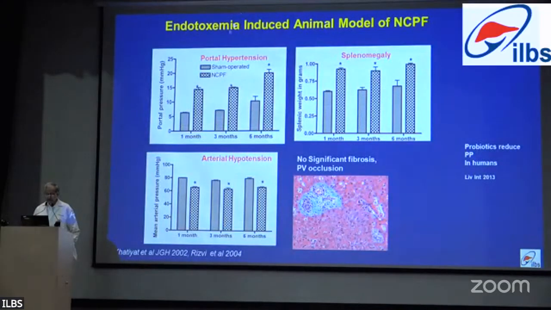What happens in these animals? If you see at 1 month compared to sham-operated, the non-cirrhotic, there is a rise in portal pressure. And this portal pressure is maintained for 6 months as long as we keep injecting endotoxin. There is splenomegaly and arterial hypotension and no significant fibrosis, with portal vein occlusion.